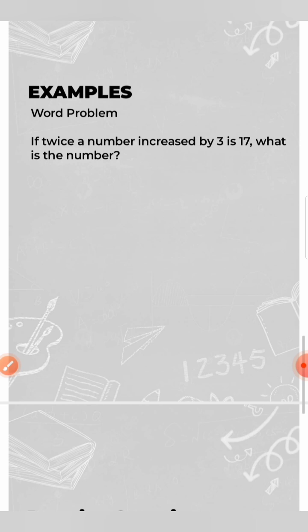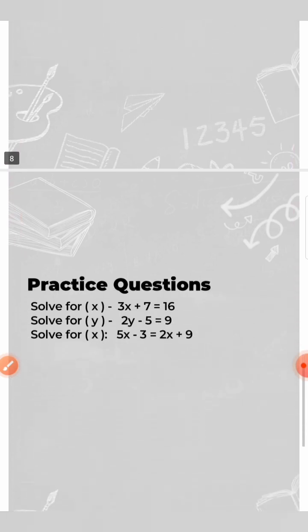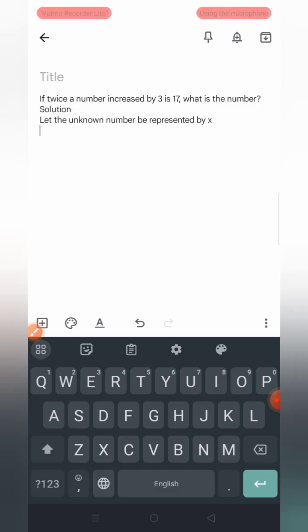Here we have a word problem, and this is where so many students always have problems because they do not know how to adequately interpret the question, and we're going to see how that is done. Alright, so we want to solve question number 2, which is a very interesting question. It's a word problem, so we must be able to interpret the question correctly if we are to provide an answer to it. The question states, if twice a number increased by 3 is 17, what is the number?